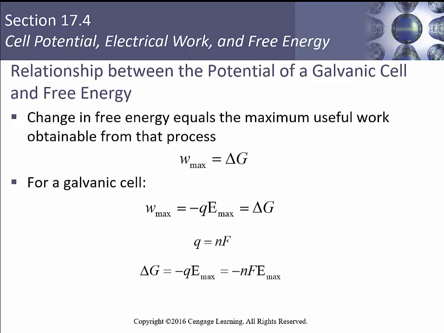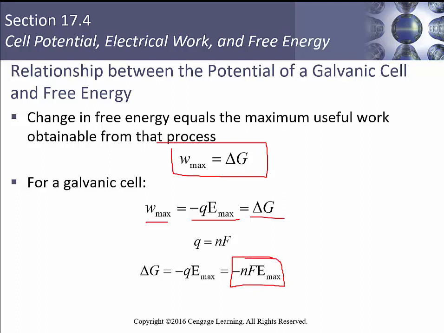Our change in free energy equals the maximum amount of useful work. So remember this from the last chapter, W max, our work max, is equal to delta G. So now we can say our work max is equal to our charge times our potential, right, from electrochem, and delta G, which is equal to delta G. So we can rearrange this, and if we know Q is equal to NF, we can say that delta G is equal to Q times E max, or we can say that delta G is equal to minus NFE, right?